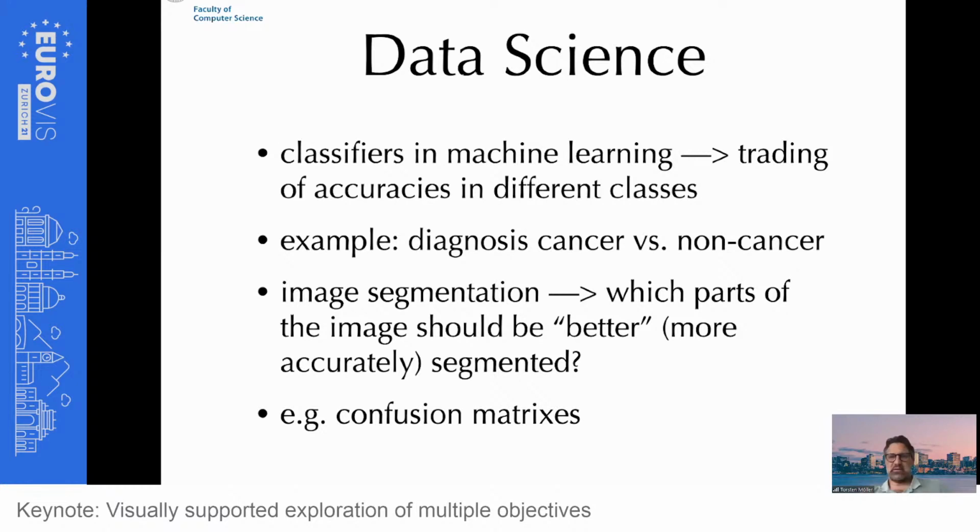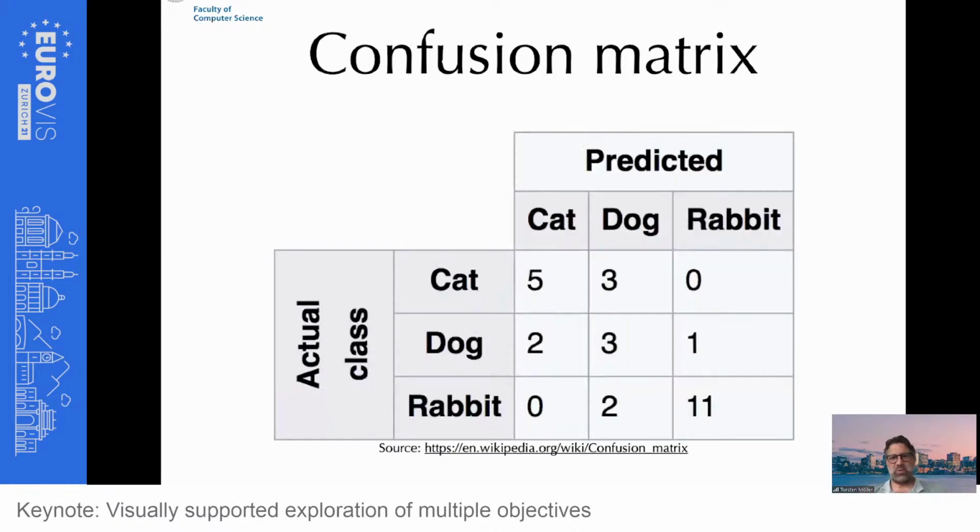Image segmentation is the typical example. Which parts of the image would you like to better segment? Is it the bone? Is it the soft tissue? Is it the cancerous tissue? And so on and so on. So you have to consider trade-offs here that are usually then summarized in what we also know as confusion matrices. And just as a side note, there's a lot of exciting work actually happening right now in the VIS community on confusion matrices, how to make them scalable, and so on. That's a hot topic, if you will.